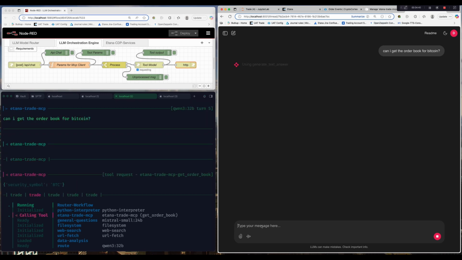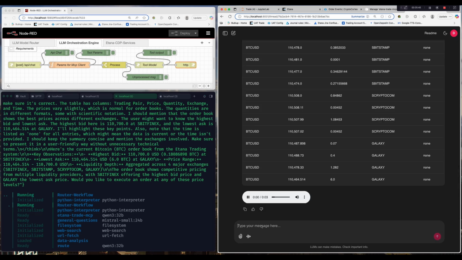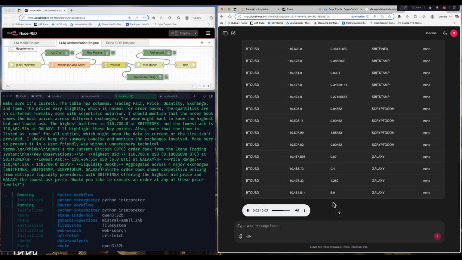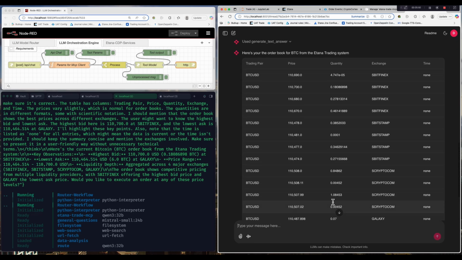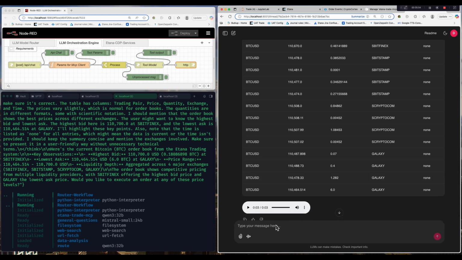As we can see, it did find the right tool to call for the service and found the security symbol to be BTC for the call. Here's the order book for BTC from the Etana trading system. Now let's go ahead and place that trade for some Bitcoin.